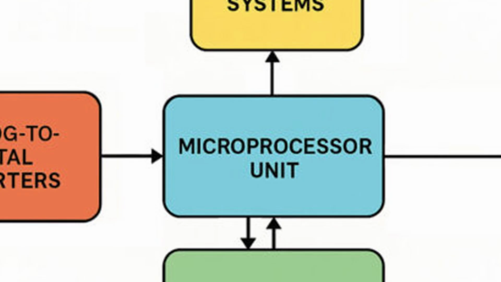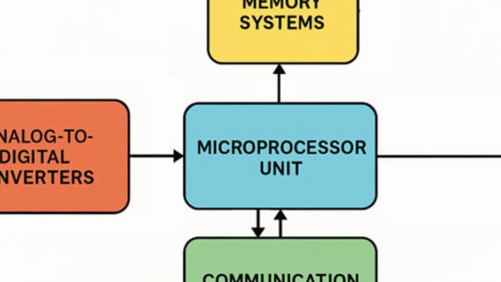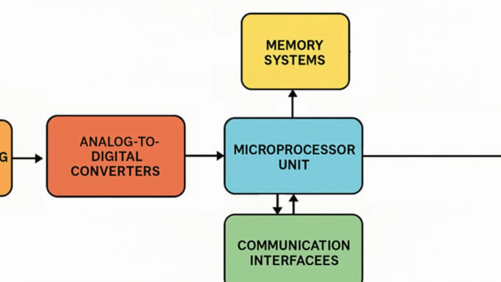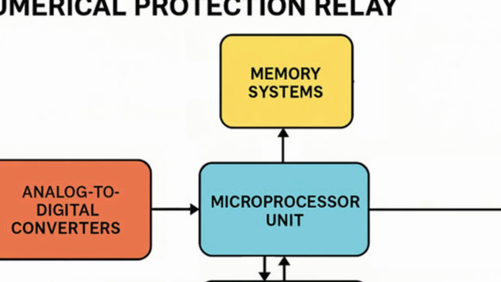Based on these calculations, the microprocessor decides whether there is a fault, whether the relay should trip, or whether it should block. Modern numerical relays use advanced 32-bit or even 64-bit processors, so they work very fast and very efficiently. This unit also controls internal communication, data handling, and coordination with external systems.